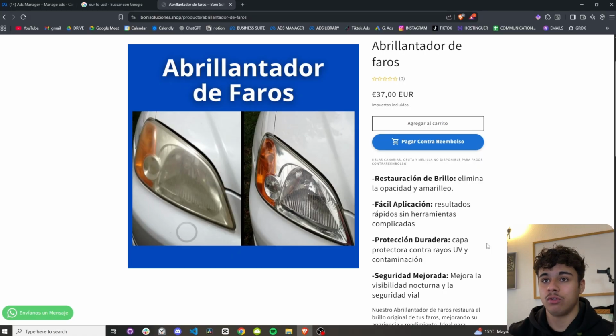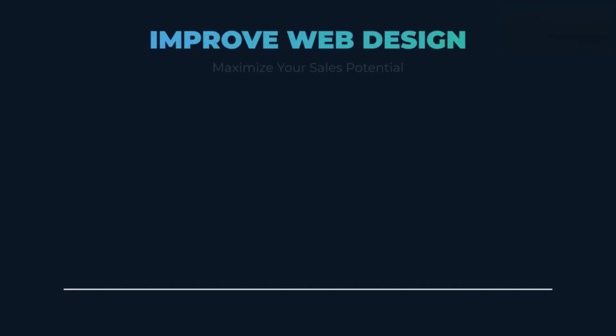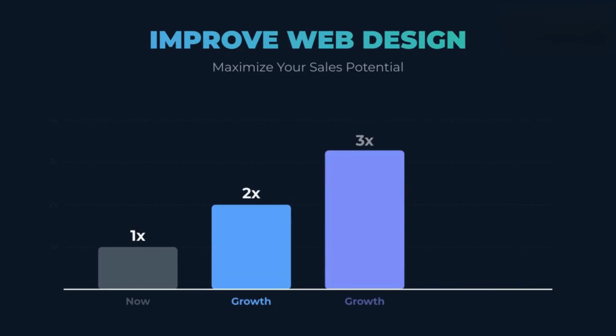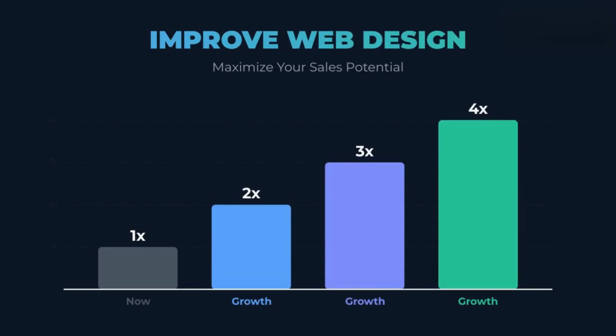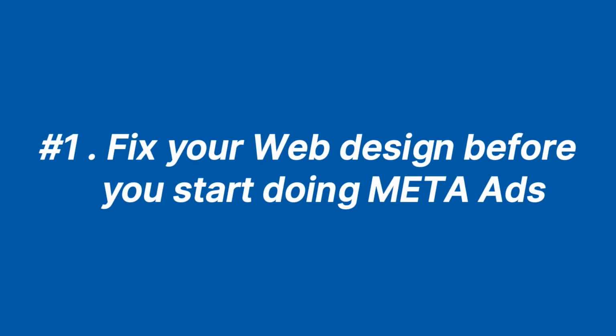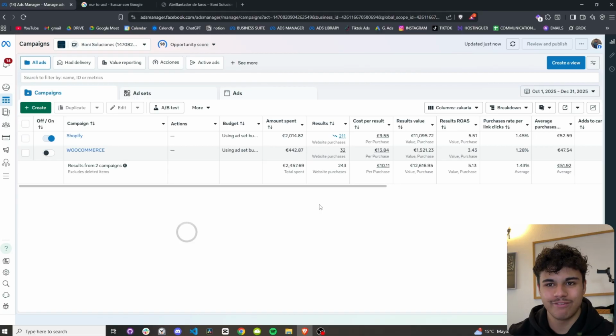And this is a very good way to achieve a good conversion rate on our website. Whether you want it or not, it's very important that you take a look into your web design, because at the end of the day, if we improve our web design, we can literally double, triple, or quadruple the sales we are getting. So fix your web design before you start doing Meta Ads. That is the first thing. Now moving on to the second thing and the step-by-step on Meta Ads.